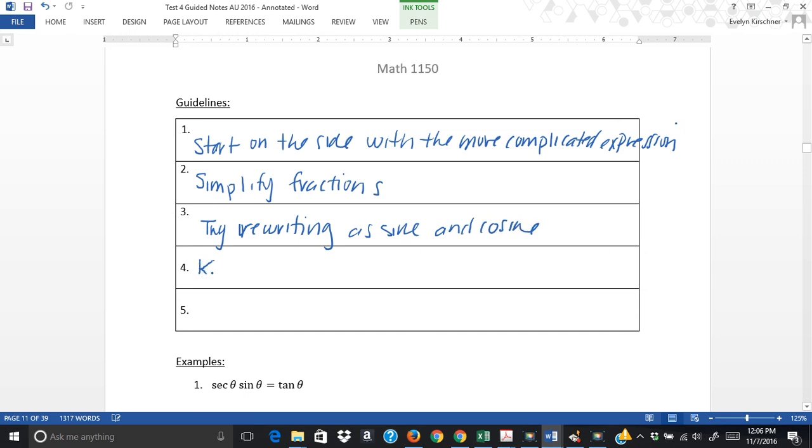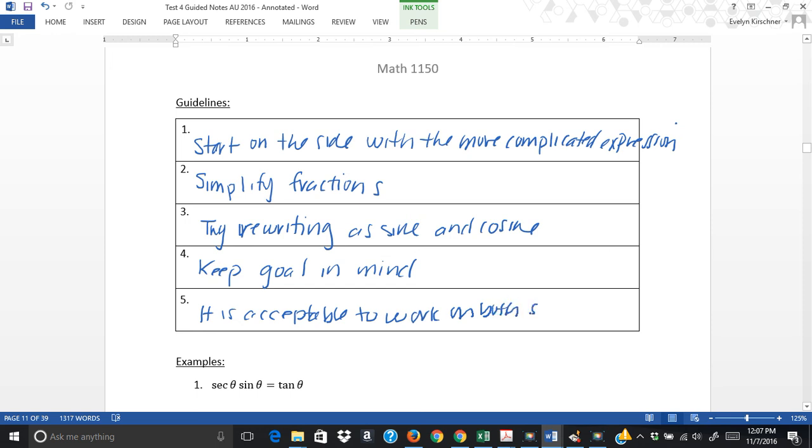Always keep your goal in mind as you do your manipulations. And then it's okay to work on both sides of the equation. So those are the guidelines we're going to use, and we're going to solve some identities.